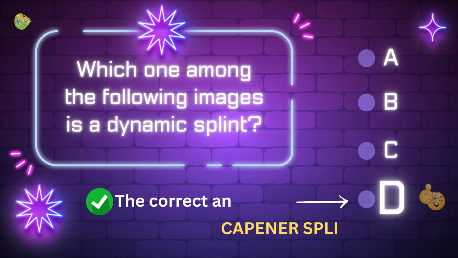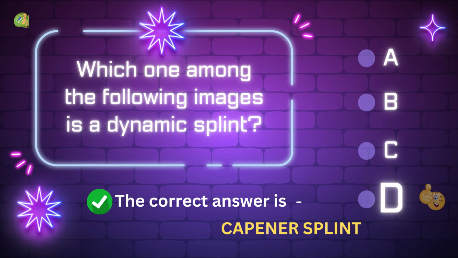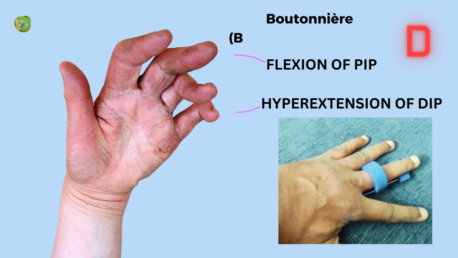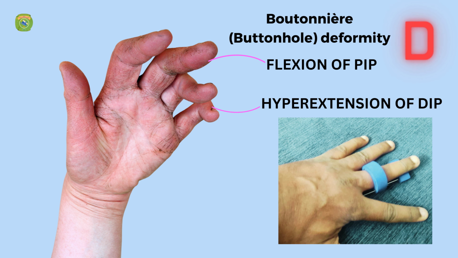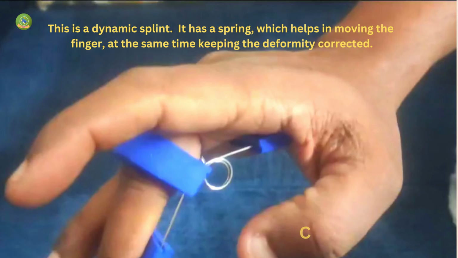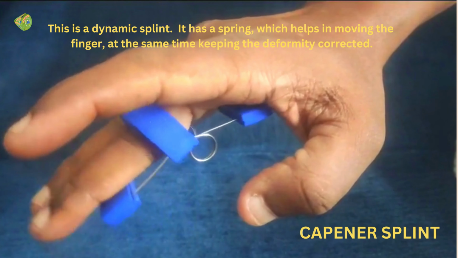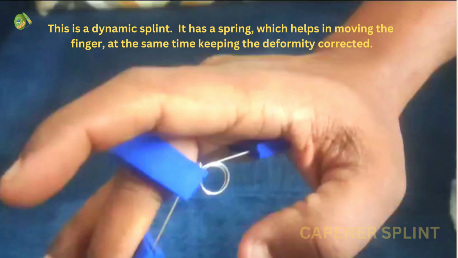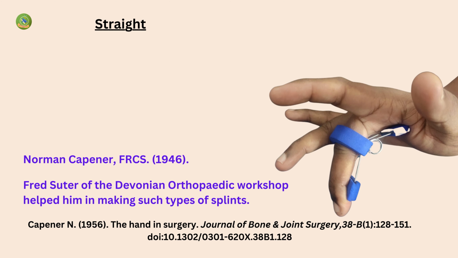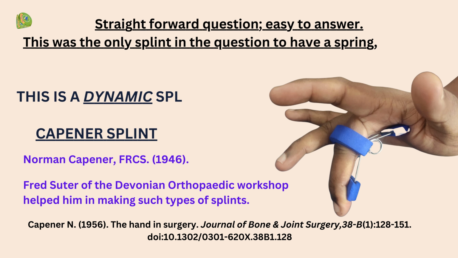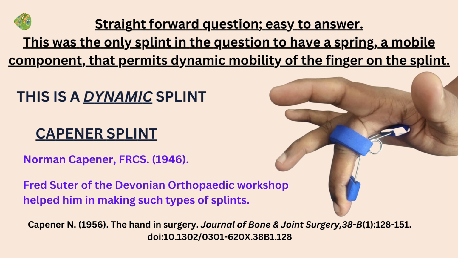The correct answer is D, Capener splint, which is a dynamic splint. Capener splint is used in the treatment of buttonhole or boutonniere deformity. Boutonniere deformity is characterized by flexion of the PIP joint and hyperextension of the DIP joint. Capener splint is a dynamic splint, as I have already mentioned. It has a spring which helps in moving the finger while keeping the deformity corrected. Norman Capener pioneered the use of such types of splints in clinical practice.